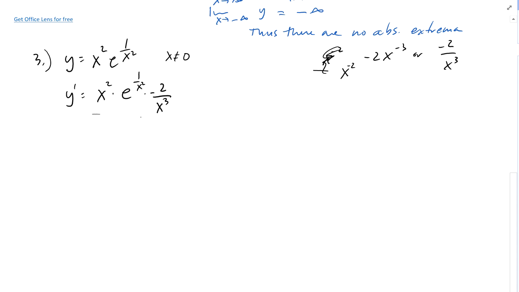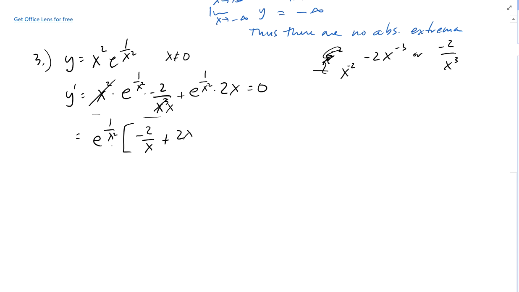So we got the first times the derivative of the second, plus the second times the derivative of the first, 2x. Okay, now I'm going to set that equal to 0, so I want to factor that. I'm going to factor out a 1 over e to the 1 over x squared. And what's left? Well, that x squared cancels with 2 of those, so I'm left with the 2 over x plus, and then over here I've got a 2x.